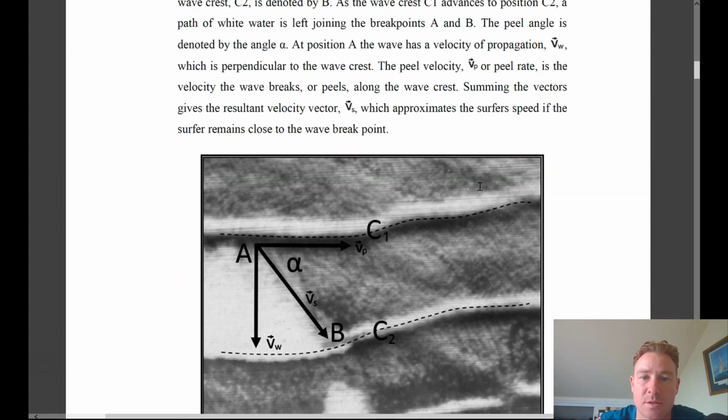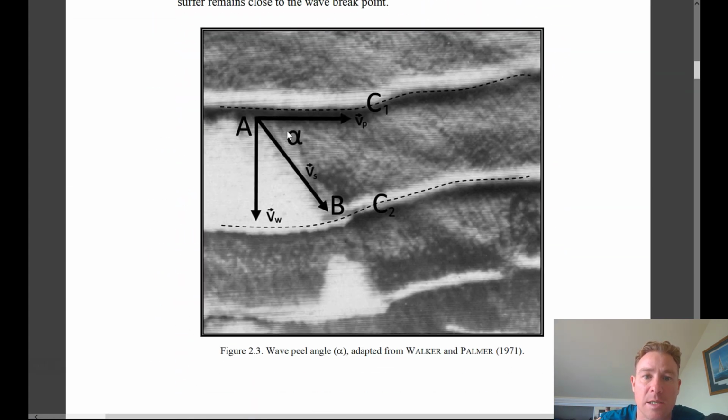So I'll show you on screen what that looks like here. So it's this angle here. Here's the whitewater line of the previous wave. You can see it here. There's the whitewater line of that previous wave. And then this is the oncoming swell that's coming up. And so the angle is the angle between there.